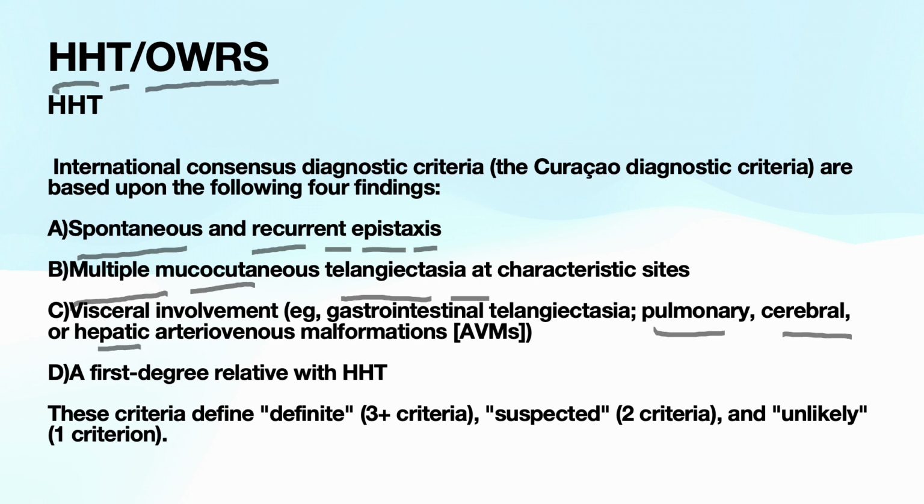And always there will be a first degree relative with HHT in most cases. Like the criteria is 3 plus of this if it's a definite, and if they can satisfy 2 out of this, any of the ABCD, you can call them as suspected, and then if there is only 1, then it's unlikely. This is a little higher level, you don't need to know, but you should know the slides. You should know how it looks, and that is with this.